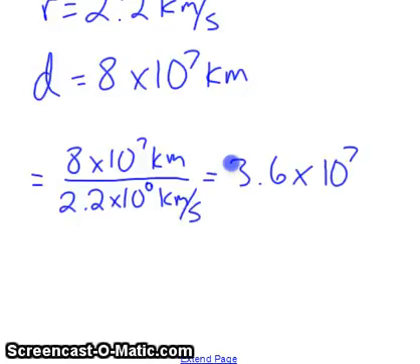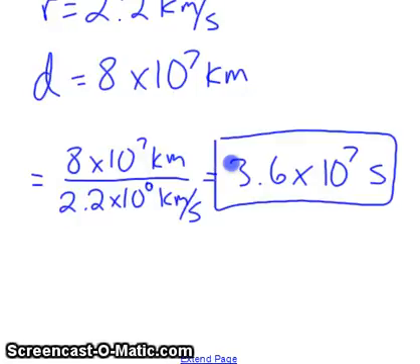Oh, I forgot my seconds. The kilometers divide out, and I'm left with seconds. It is this many seconds. That's 36 million seconds. If you're curious, I'll leave that to you to figure out how many days, weeks, months, or maybe years that is. It's going to be quite a while. So good luck with that. But now we know how long it takes to get from Earth to Mars.